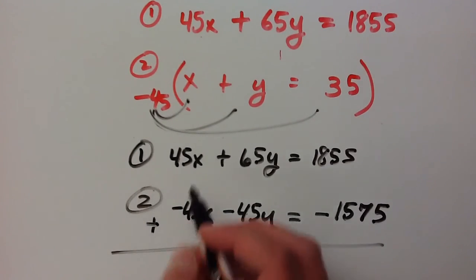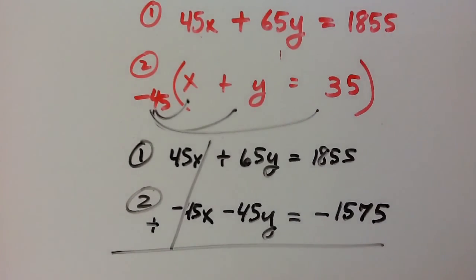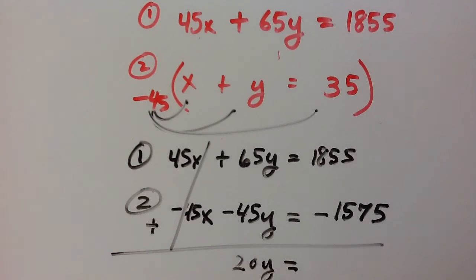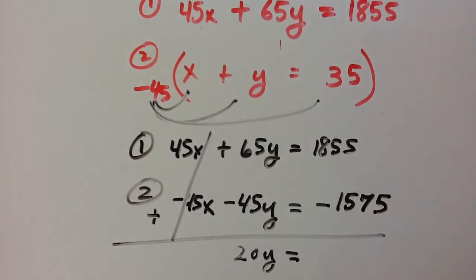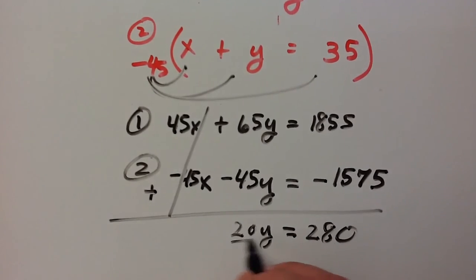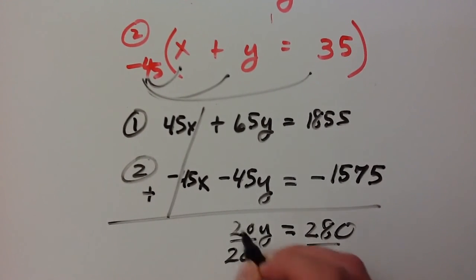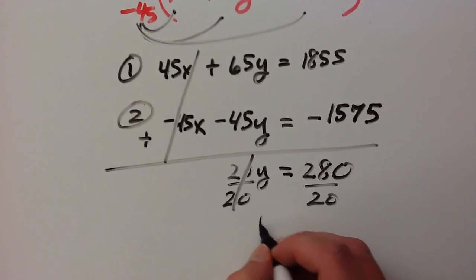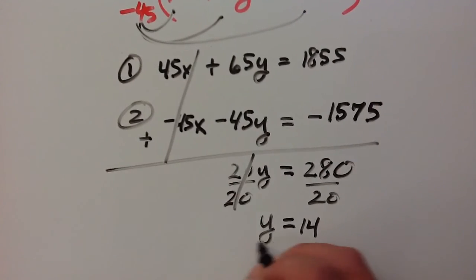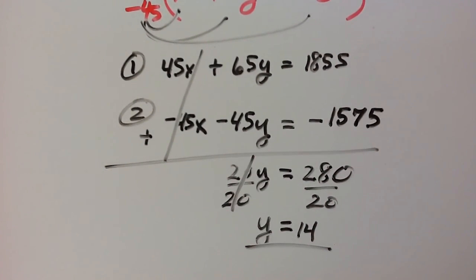45x plus negative 45x, those cancel, right? They eliminate. They are opposite terms. 65y plus negative 45y, that is 20y, is equal to 1855 plus negative 1575. They have different signs. Subtract, keep the big guy. So my answer is positive 280. If 20y is equal to 280, I solve for y by dividing both sides by 20. Those 20s simplify, and so y is equal to 280 over 20, which is 14. So y equals 14.